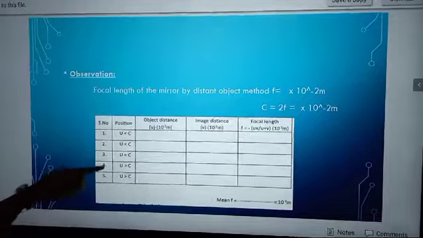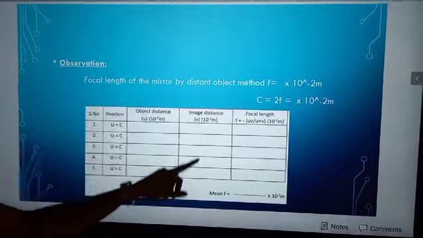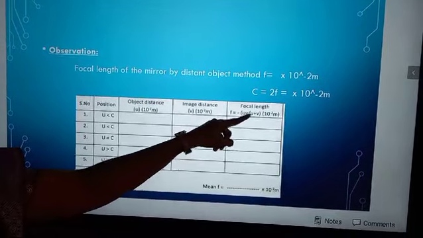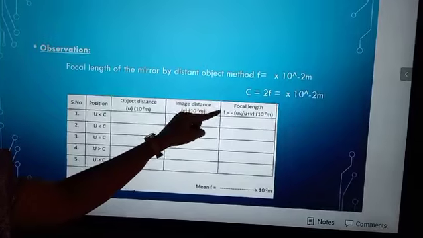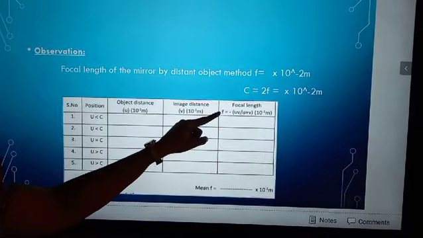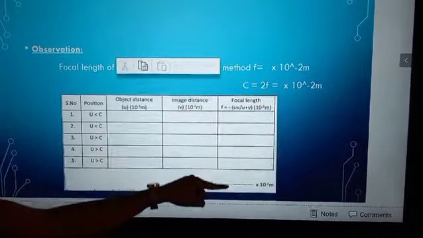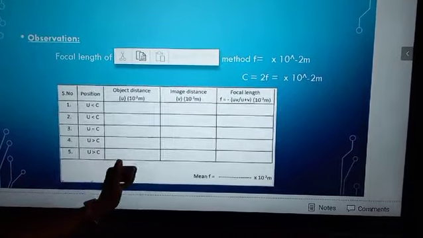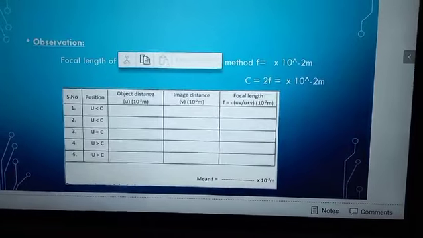Afterwards, we have to tabulate the object distance and image distance. Use this formula, UV by U plus V. Here the focal length of the concave mirror should come in negative. So F is equal to minus UV by U plus V. Find out the calculation by using the U and V values and find out the mean. This is the focal length of the concave mirror by the UV method.